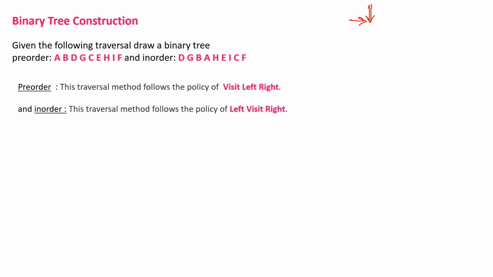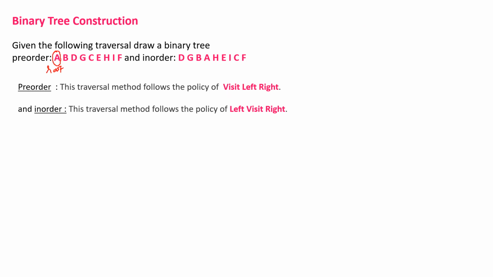We also know that preorder traversal method follows the policy of visit left right. Here, visit left right means the node is visited first, then the left subtree of the node is traversed, and finally the right subtree of the node is traversed. So by looking at the preorder traversal given in the question, we can identify which node is the root node of the tree. The node which is first in the traversal order is the root node. So A is the root node of the tree. So preorder helps us to identify the root node.